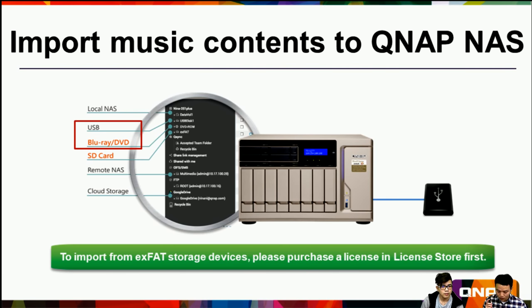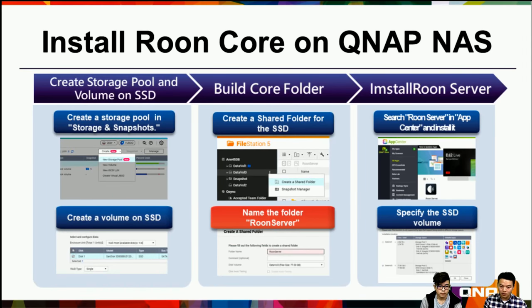So let's say we have successfully poured everything into our HDD. Then we start to build up a core. Remember, the reason why we recommended the TS-1277 is that it has SSD. SSDs are faster, and we certainly want our core to be built on that. So the first thing we will do is create a storage pool and volume on the SSD. Second, we will build up the core folder, which is a share folder on the SSD.